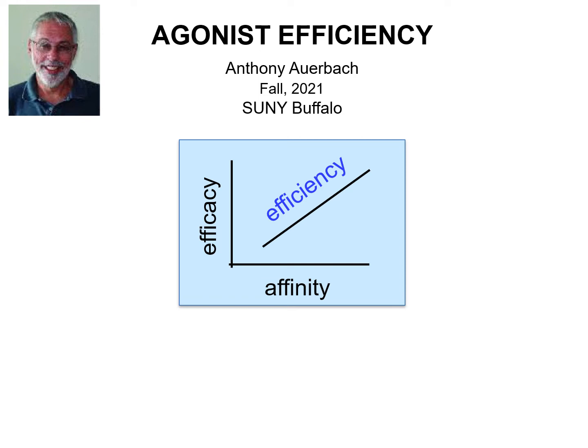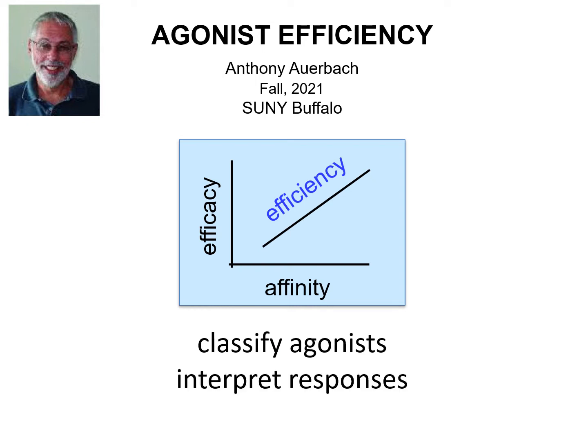Hello, I'm Tony Auerbach, and this is the first in a series of 3 videos on the subject agonist efficiency. In brief, efficiency is the correlation between agonist affinity and agonist efficacy, and it can be used to classify agonists, interpret dose-response curves, and understand the biophysical mechanisms that undergird receptor activation.